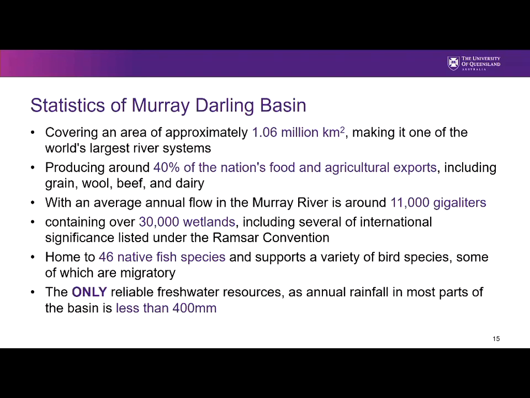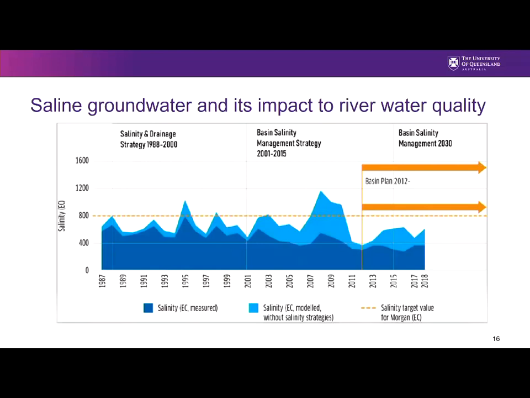And it contains over 30,000 wetlands, and some of them are in the Ramsar convention, which is a convention to preserve the wetlands. And it has many native fish species, and some of them are migratory. And as we just discussed, this is the only reliable freshwater resource. Rainfall is too small, groundwater is saline, what else can you rely on? Only that river. We need to protect it, right?